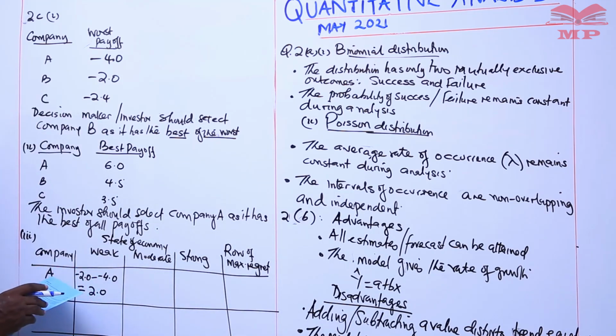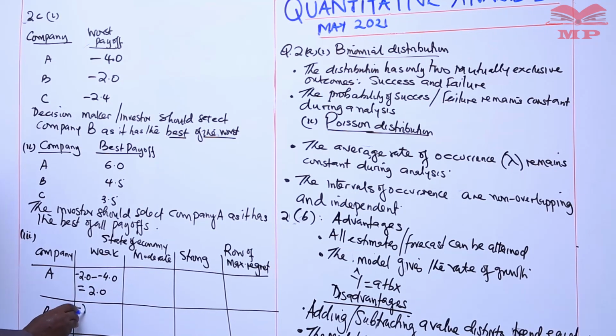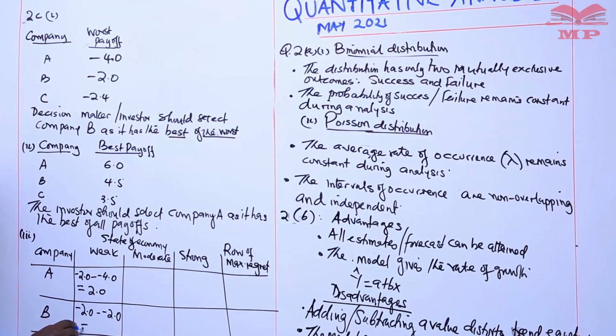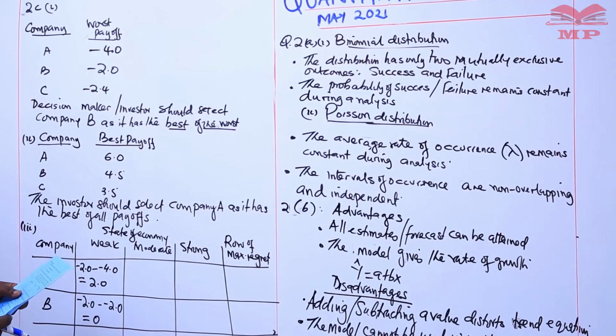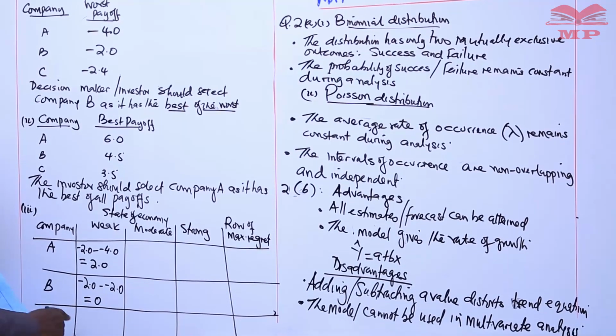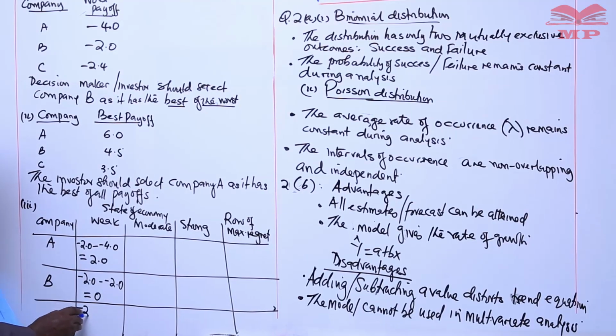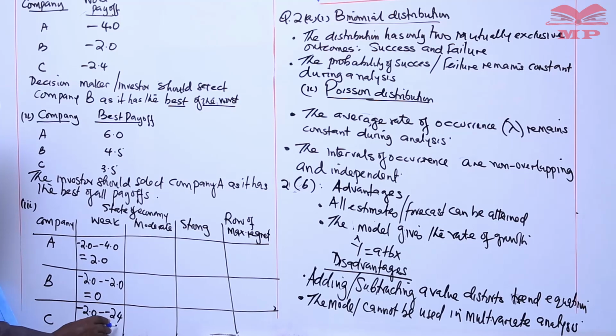Next, for B, I have negative 2.0, and for C, this corresponds to negative 2.0. So I have negative 2.0 minus negative 2.0. Regret is 0. Next is negative 2.0 minus negative 2.4. Regret is 0.4.